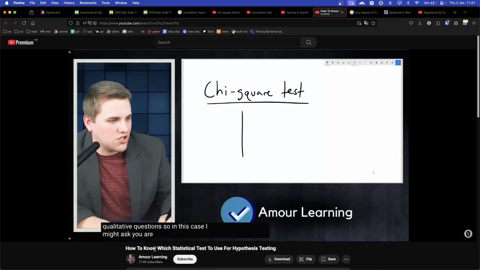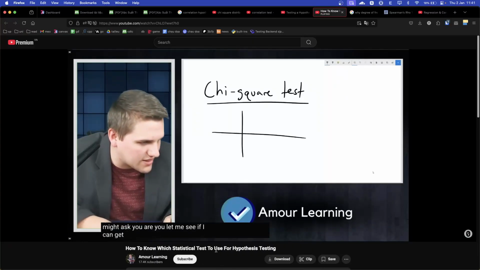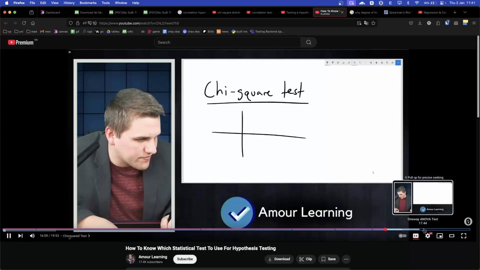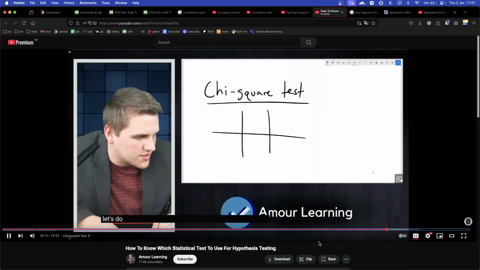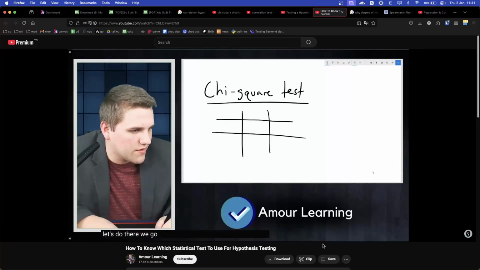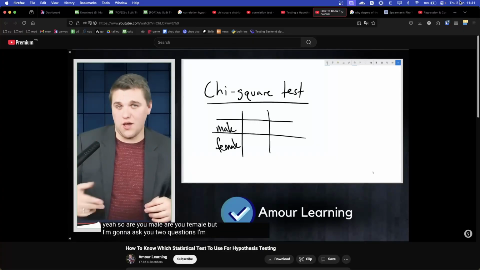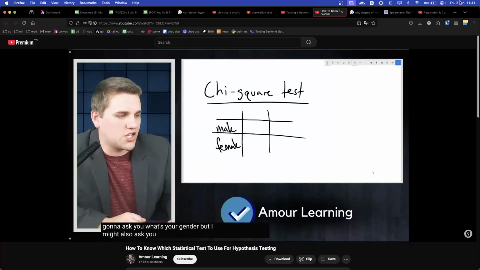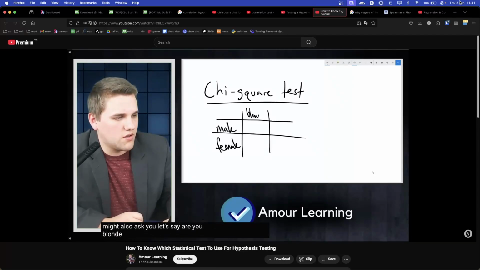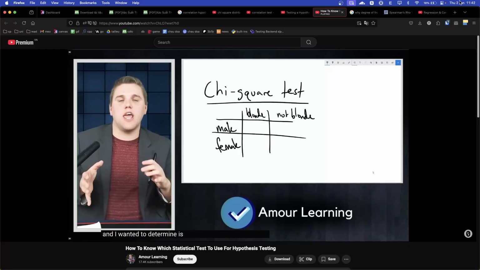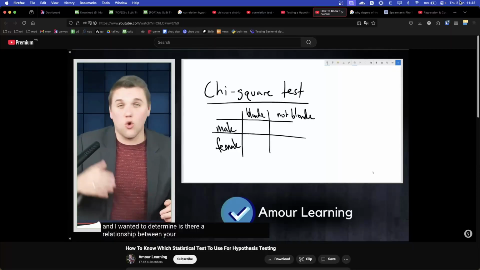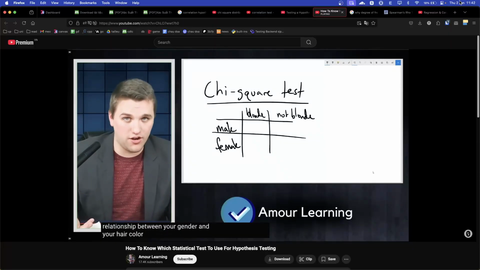So in this case, I might ask you, are you male or are you female? But I'm going to ask you two questions. I'm going to ask you what's your gender, but I might also ask you, are you blonde or not blonde? And I want to determine, is there a relationship between your gender and your hair color?